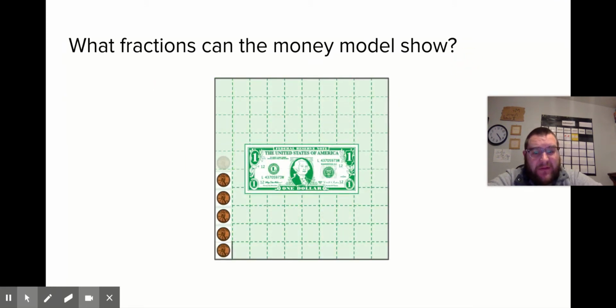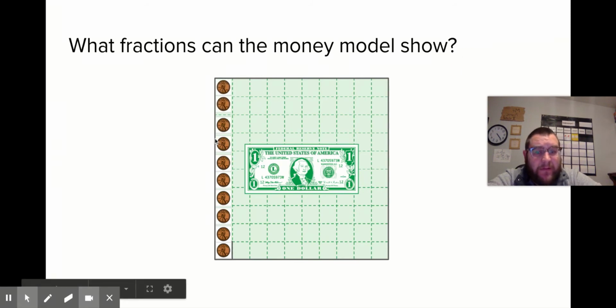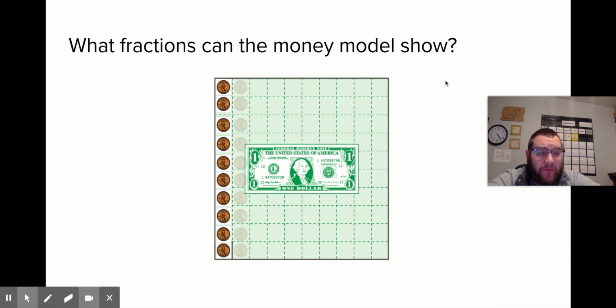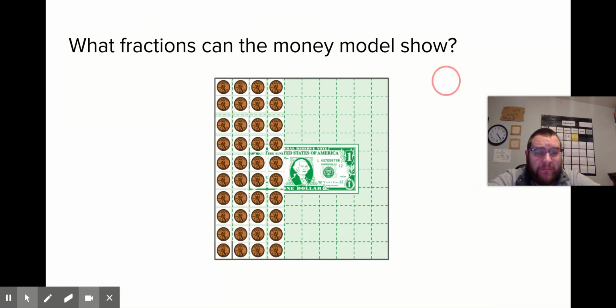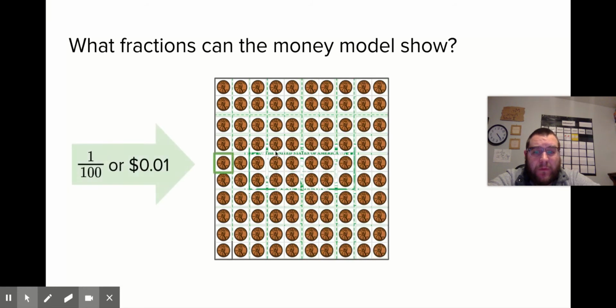And the last one we're going to look at here are pennies. A penny takes up one little square out of all of these. And if you were to count all of these up, there's 100 little squares in here. So 1 penny takes up one little square. It would take 100 pennies to cover this up. So a penny is worth 1/100th of a dollar. And it would also look like 1 over 100 in terms of cents.